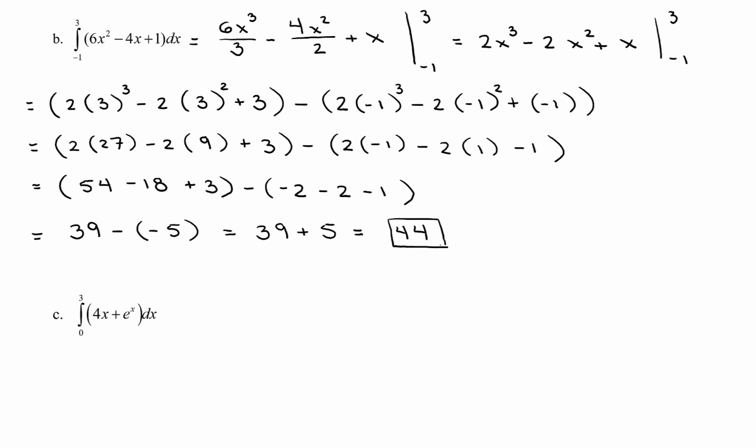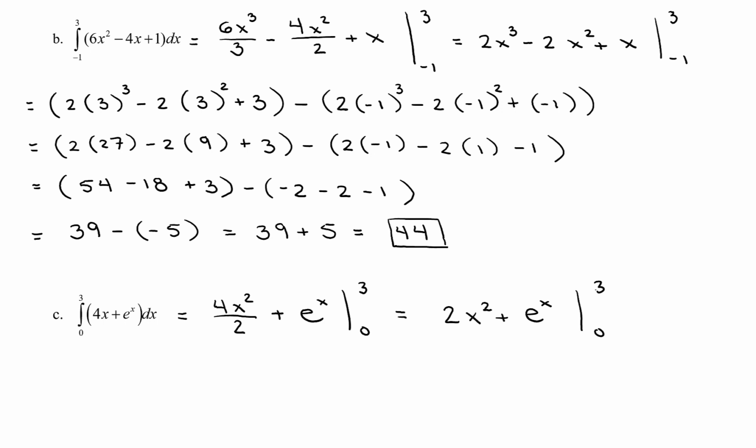So this is going to be the integral from 0 to 3 of 4x plus e raised to the x power dx. So this is going to be equal to, first we're going to take the antiderivative and we're going to get 4x squared all over 2 plus the integral of e to the x is just e to the x, and this will be evaluated from 0 to 3. This is going to be equal to, we can simplify that 4x squared over 2 as 2x squared, and then we can just write plus e to the x power, and this will be evaluated from 0 to 3.